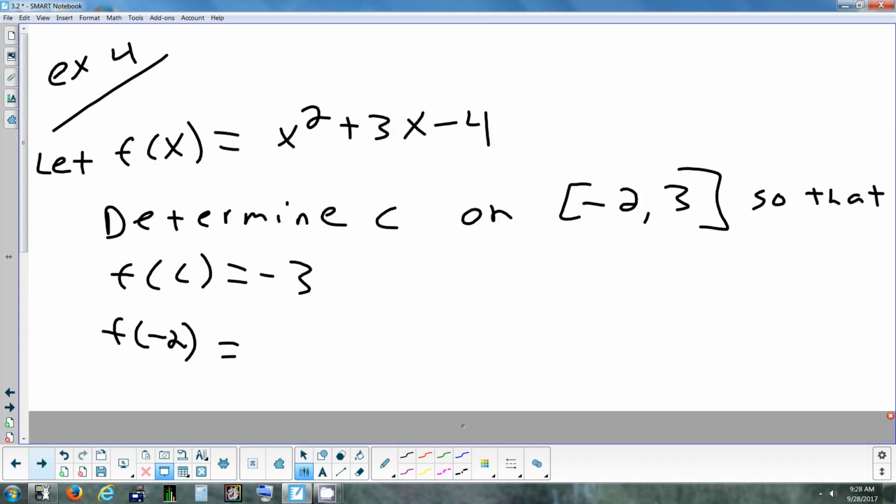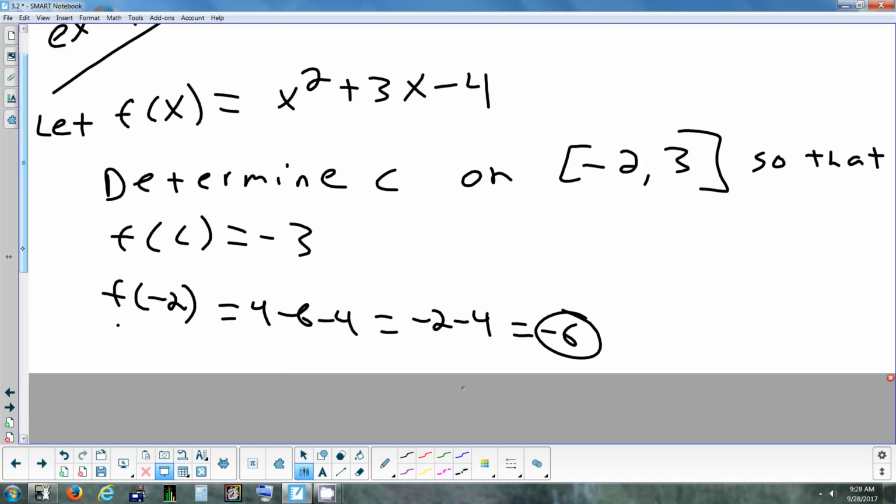Okay, so let's see what happens here. f of -2. Tanya, if I plug in -2 and square it, I get 4, and then 3 times -2 is -6. And then if we simplify, 4 minus 6 is -2. Minus 4 gives me -6. So we've got a y value of -6.